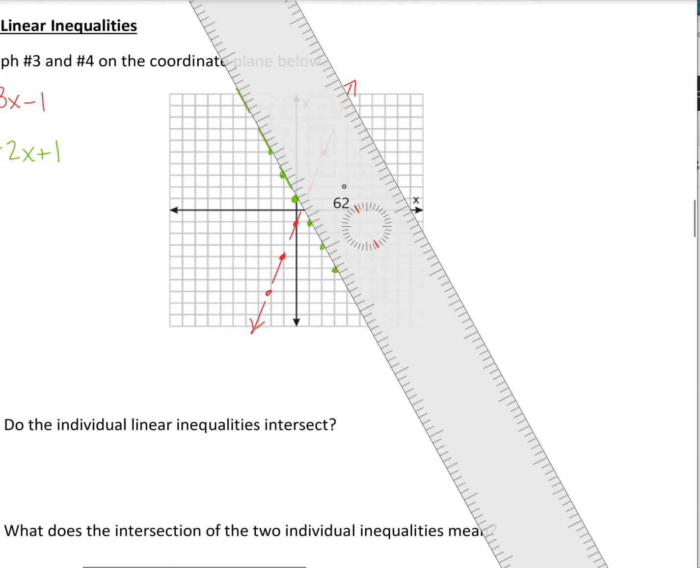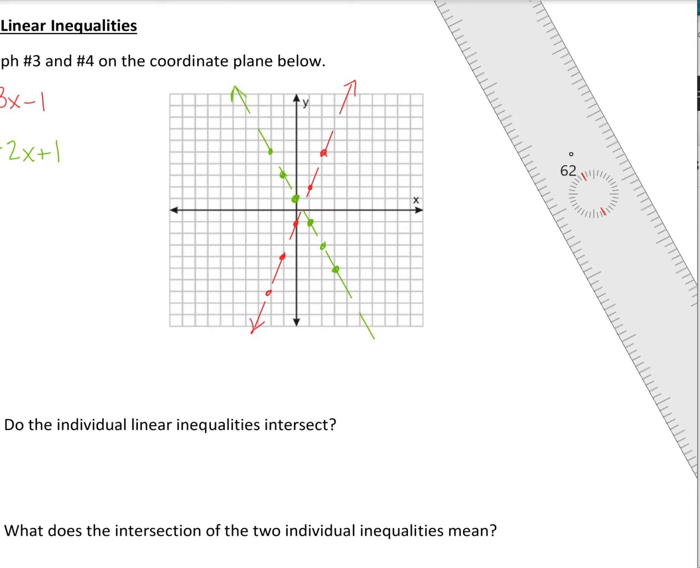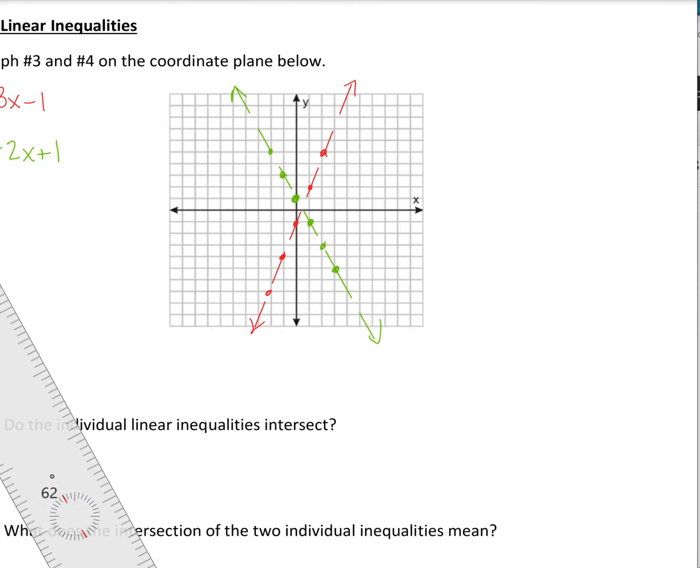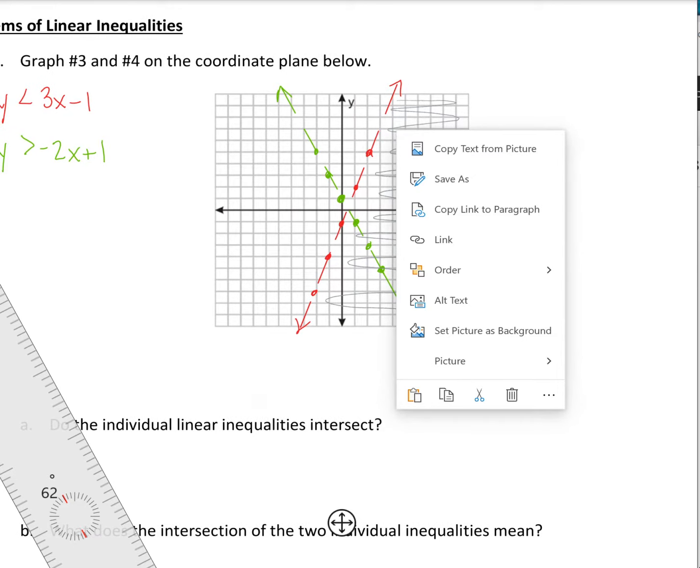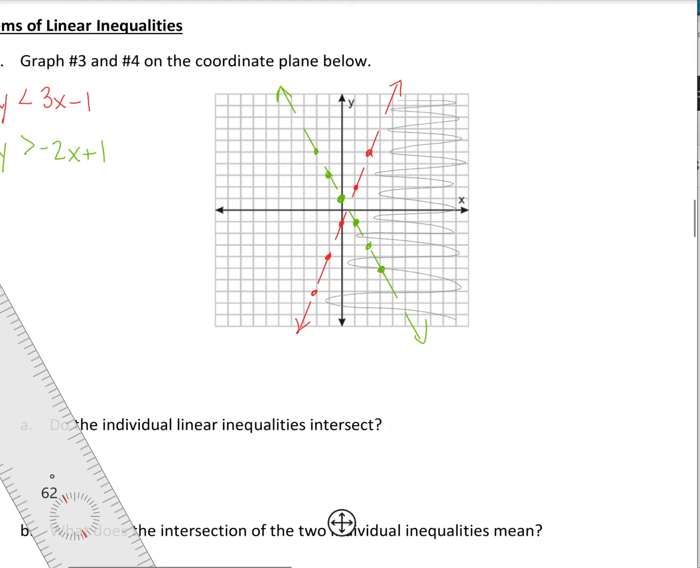So draw my dashed line and put my arrows. Oh, where did my little eraser go? Okay, so for my red one, it was everything that was below the line. And for my green one, it's everything that occurs above the line. And what we're doing is we're looking, where are they going to overlap?